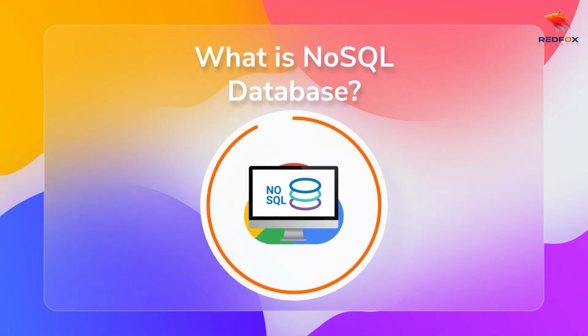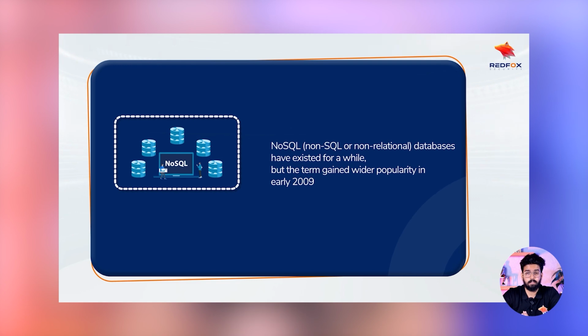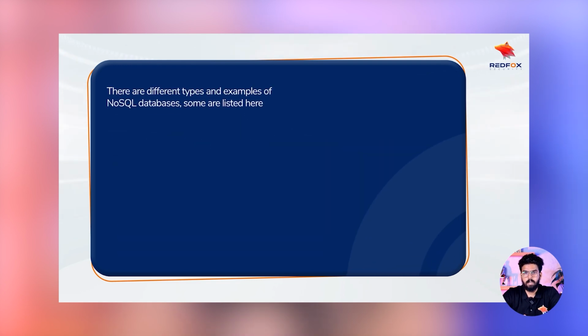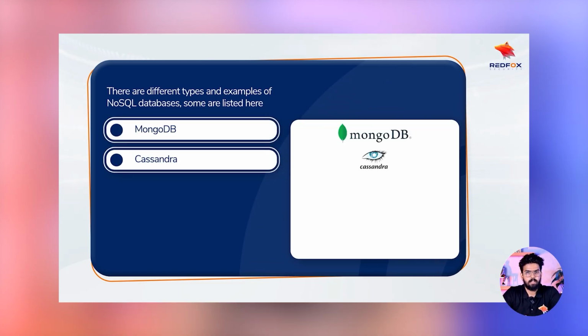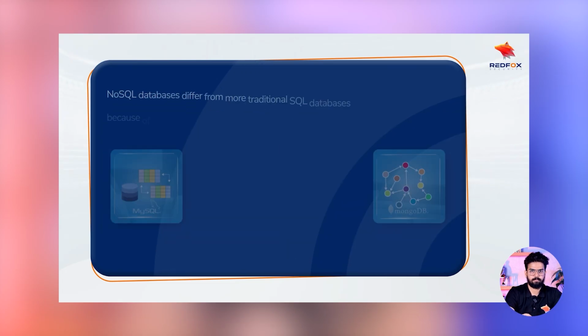What is a NoSQL database? Now, NoSQL or non-SQL or non-relational databases have existed for a while, but the term gained wide popularity in the early 2009s. There are different types and examples of NoSQL databases. Some are listed here: MongoDB, Cassandra, Elasticsearch, Amazon DynamoDB, HBase.